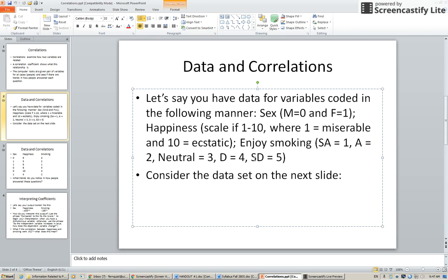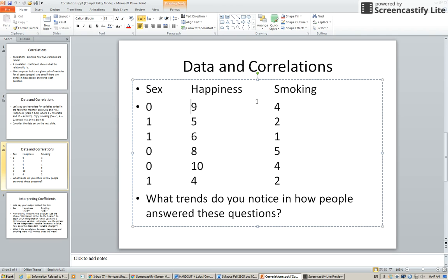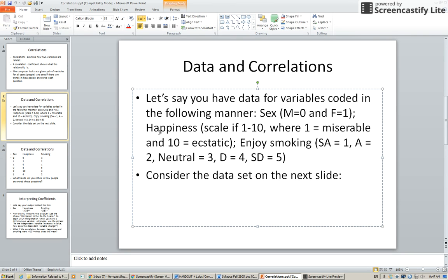So if people were given the statement, I enjoy smoking, what do you think about that statement? You can strongly agree with it, or agree, or be neutral. You can disagree or strongly disagree. So because this is a positive correlation, high values here are related to higher values here, that means that people who are happier don't enjoy smoking.